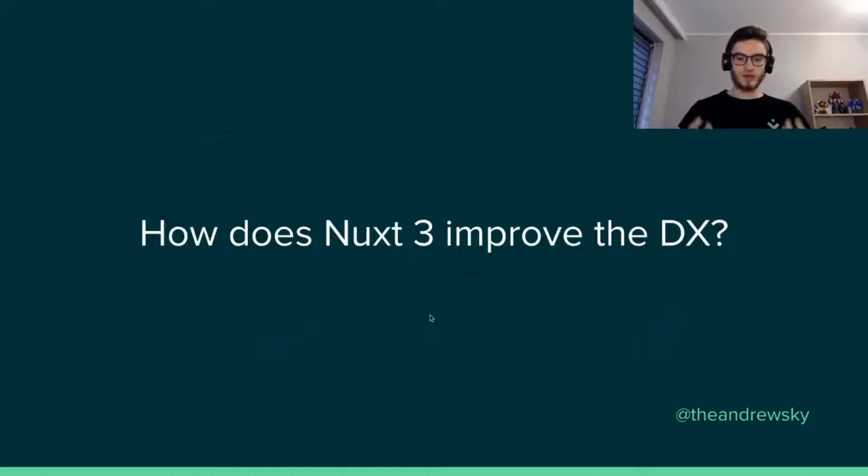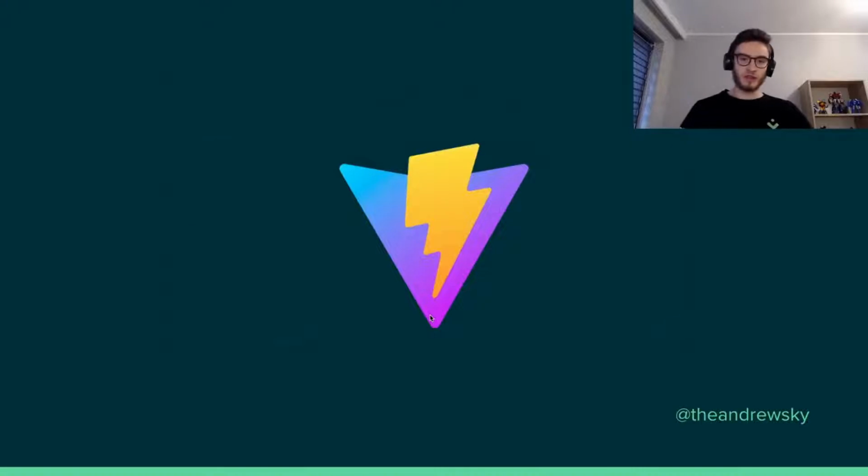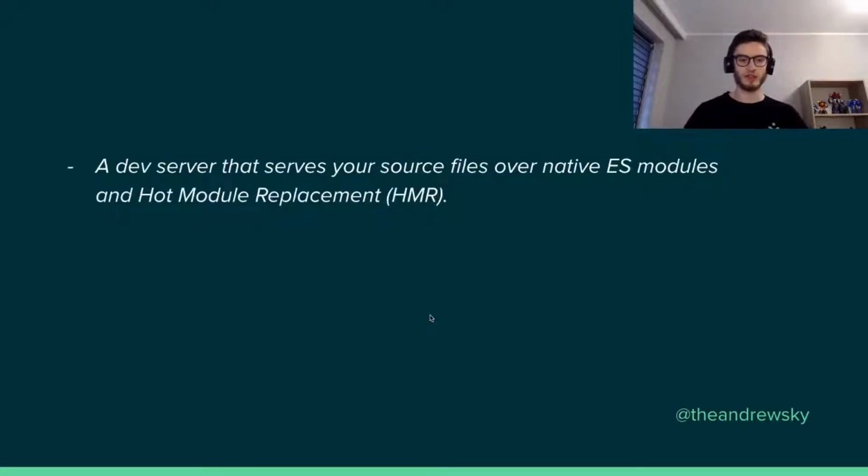So how does Nuxt 3 improve the developer experience? Let's start with Vite. Vite is a front-end build tool that is not necessarily glued to the Vue.js ecosystem. You can use it in many different frameworks, like React, like Svelte. So it's more like a build tool that improves the developer experience by providing very fast load times of your application. Vite consists of two main functionalities.